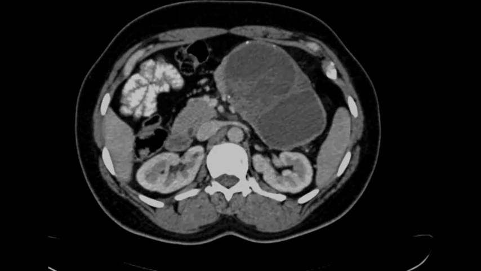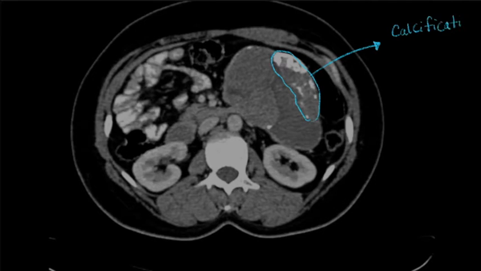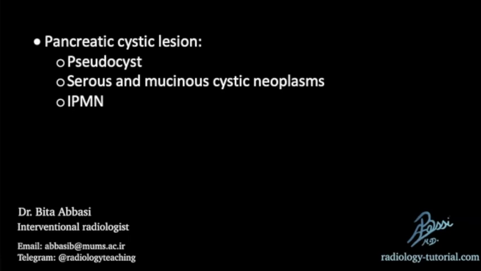It's called claw sign, and it's a sign of the mass being located within the pancreas. As I'm scrolling the images, you can see mural calcifications and some parts of the lesion with mural enhancing nodules.